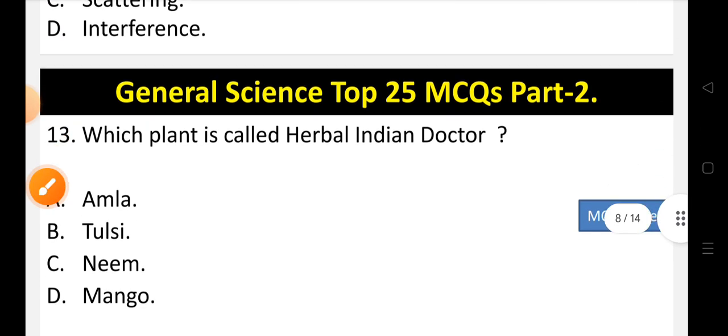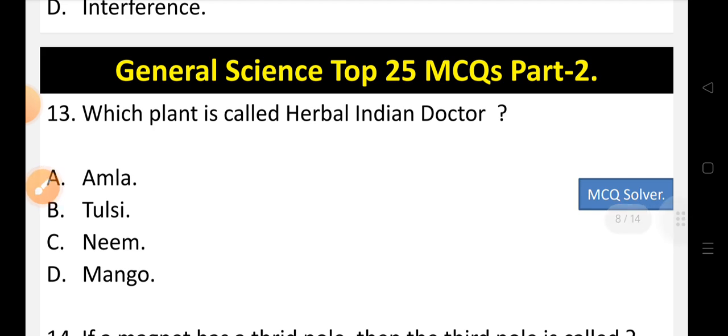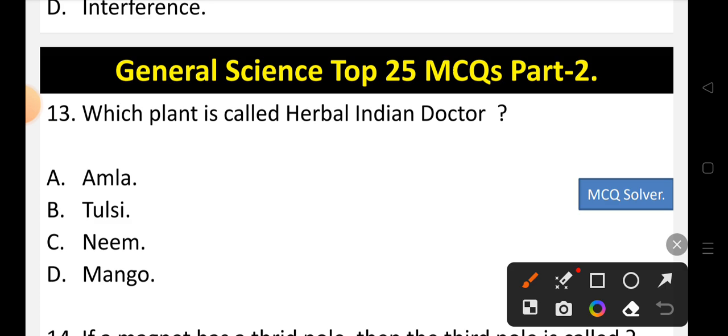Now let's move to question number 13. Which plant is called herbal Indian doctor? Let's look into the options. Option A amla, option B tulsi, option C neem, or option D mango. So the plant which is known as herbal Indian doctor is, the correct option is option number A, that is amla. So amla is known as herbal Indian doctor. So A is the correct option.